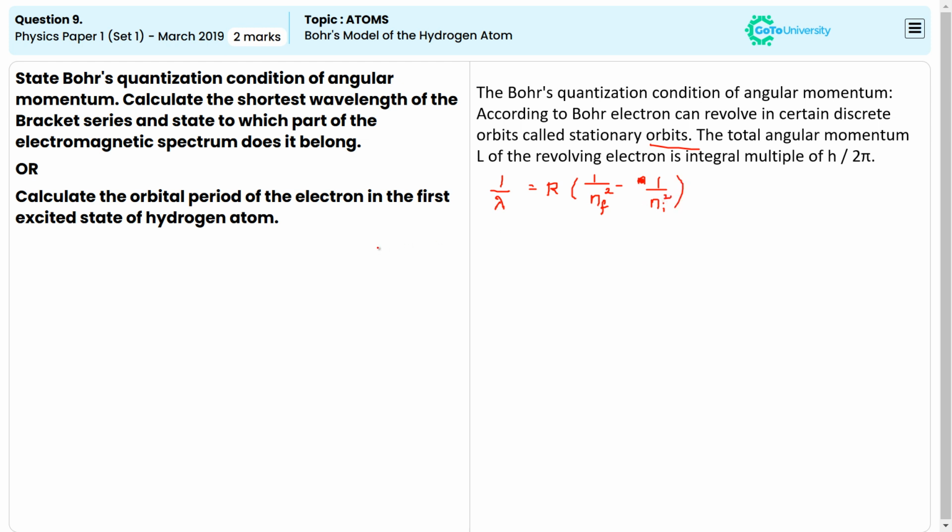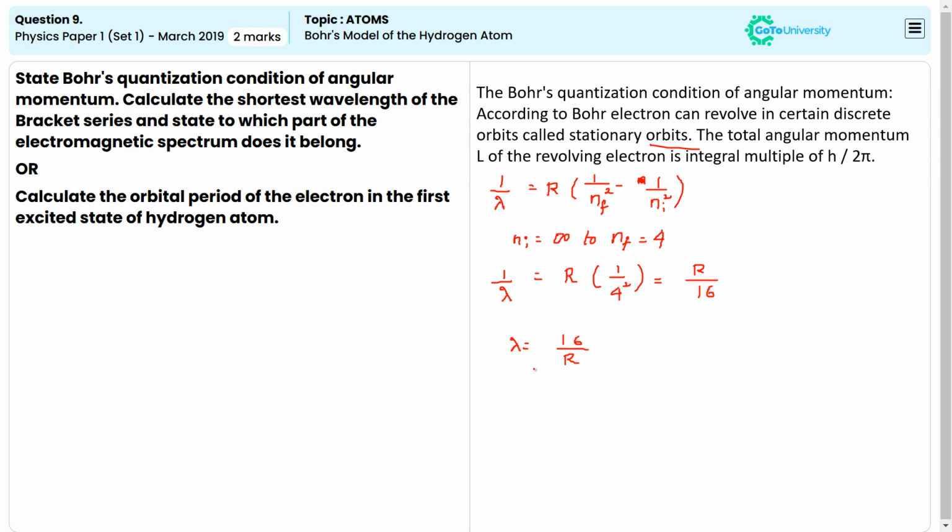From the Brackett series, the shortest wavelength is for the transition of electrons from ni equal to infinity to nf equal to 4. Then we can substitute the values. 1 upon lambda is equal to R times 1 by 4 square, which is nothing but R by 16. Then lambda is equal to 16 by R.